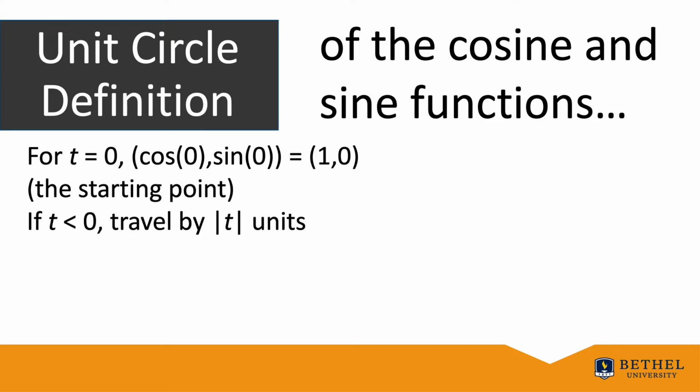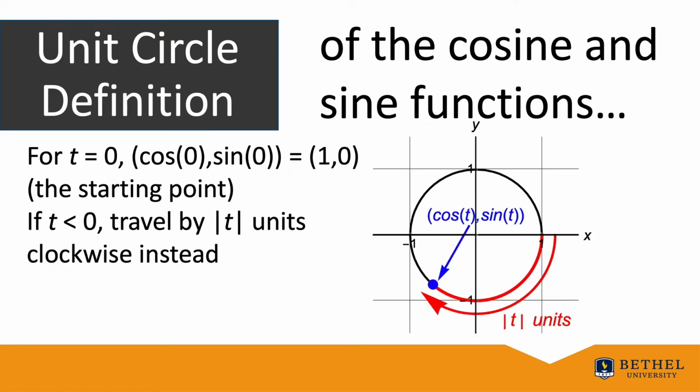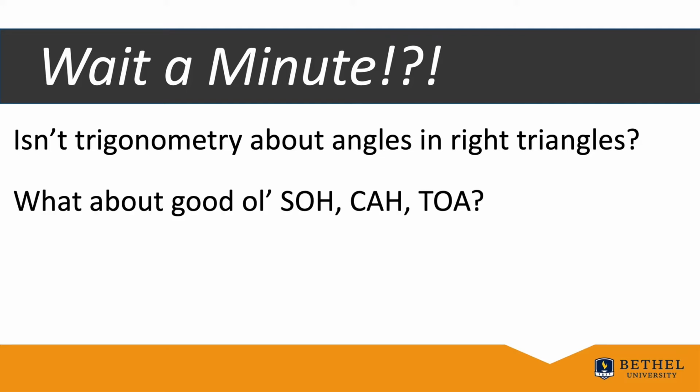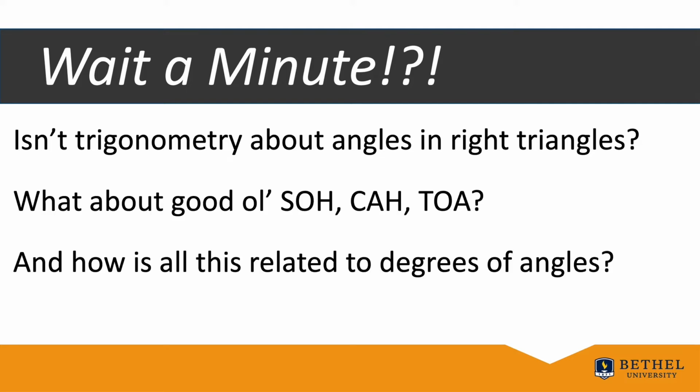If t is negative, Trig Bug travels by the absolute value of t units clockwise instead, like this. The ending point still has coordinates (cosine of t, sine of t), just like in the case when t is positive. But wait a minute, isn't trigonometry about angles and right triangles? What about good old SOHCAHTOA? And how is all of this related to the degree measure of angles?